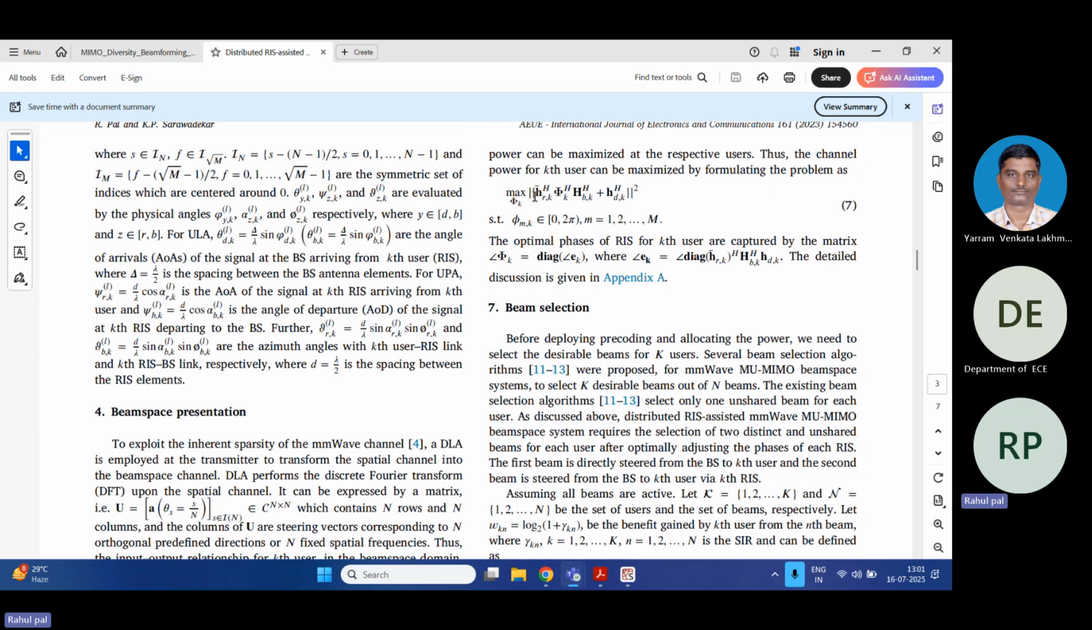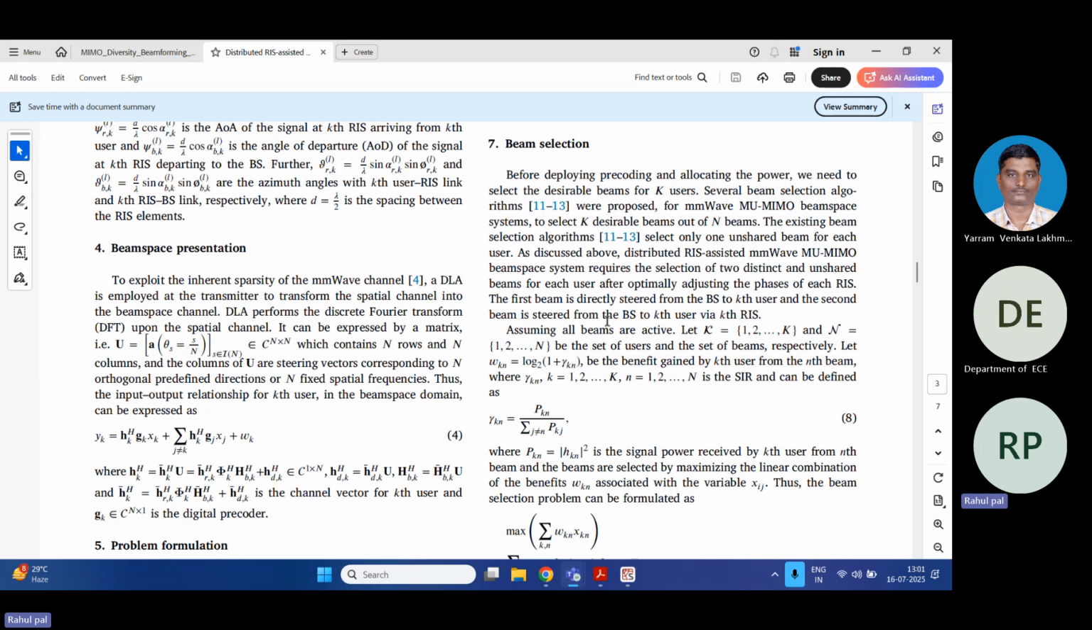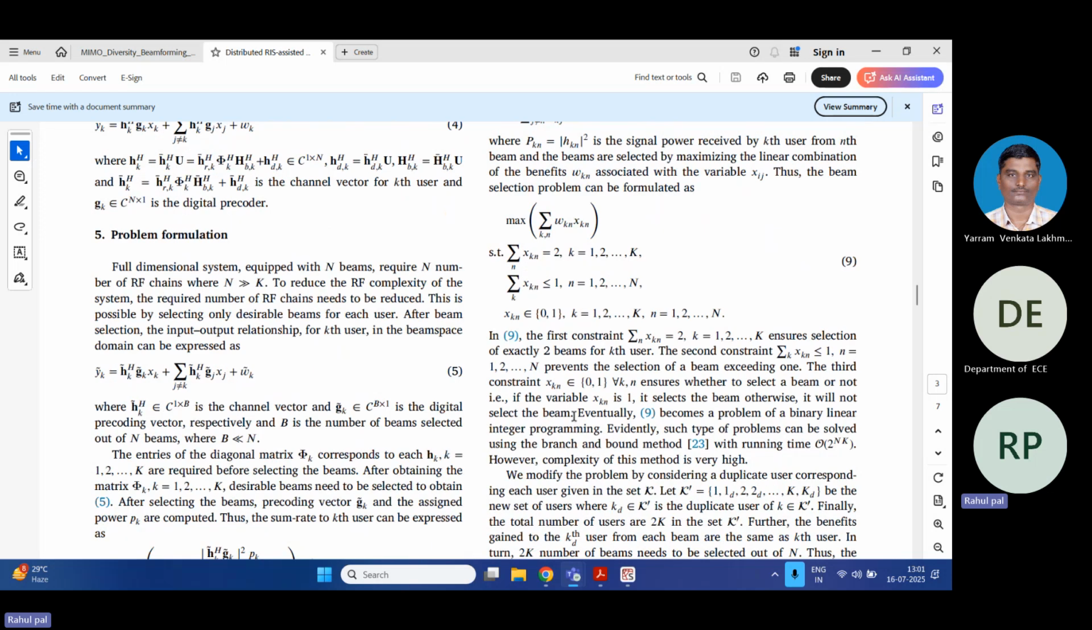Now after adjusting the phases in an optimal way, we have to choose the beams. There are N beams, and each user is served by two beams, so we require 2K beams. We have to select 2K beams out of N beams. We have used the maximum weight matching concept. It means the best 2K beams should be chosen, based on maximizing the signal to noise ratio.